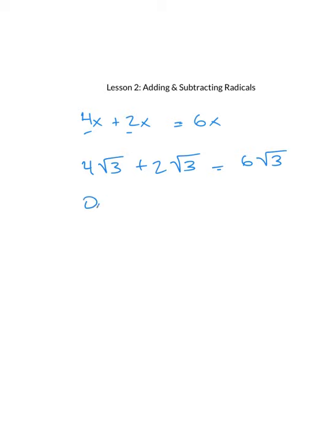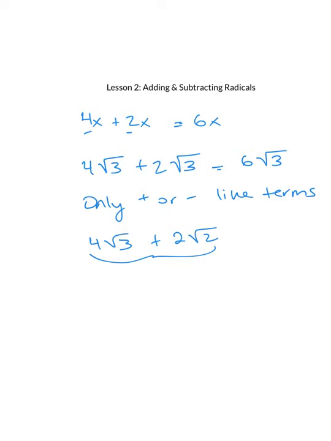You can only add or subtract like terms, just like with variables. So if I were to give you 4 radical 3 plus 2 radical 2, that can't be simplified. This is a binomial. It uses the same terminology. They're two unlike terms that can't be combined. So you can only add them when they have the same number under the radical. Okay? So what you'll see is problems like this.